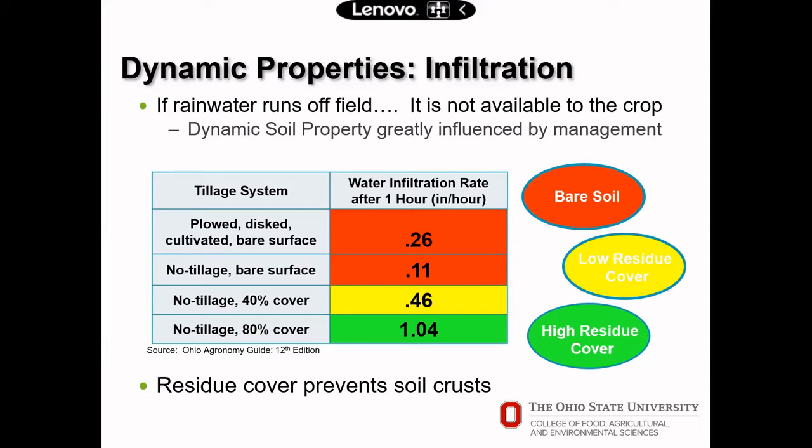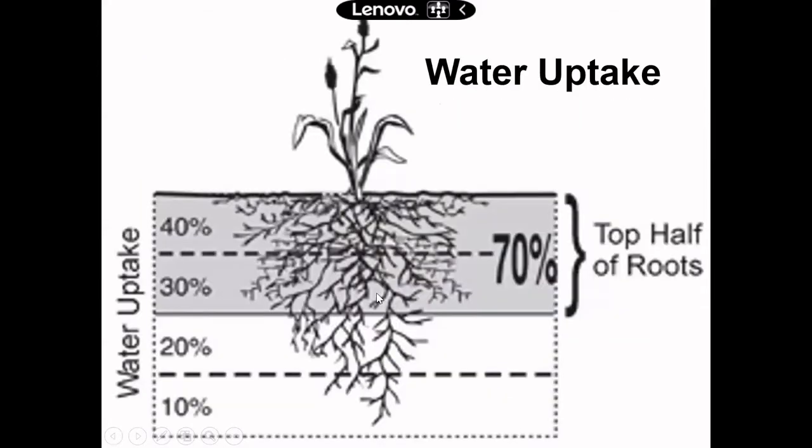So under the no-till, where we have 40% cover, we go to 0.46, and if we get it up to 80% cover, we're at 1 acre inch of water that can infiltrate per hour. So it is very important to have that surface cover in order to allow the water to go down.